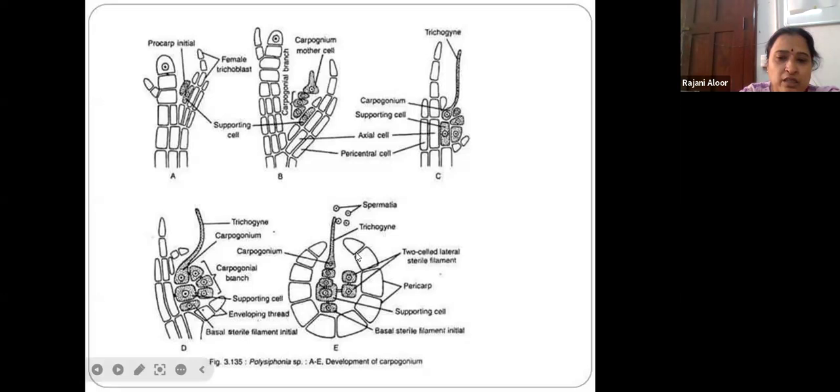Later on, this one is the sheath, the protective covering around the fruiting body. Here, this part is called the pericarp. This one is called the pericarp.